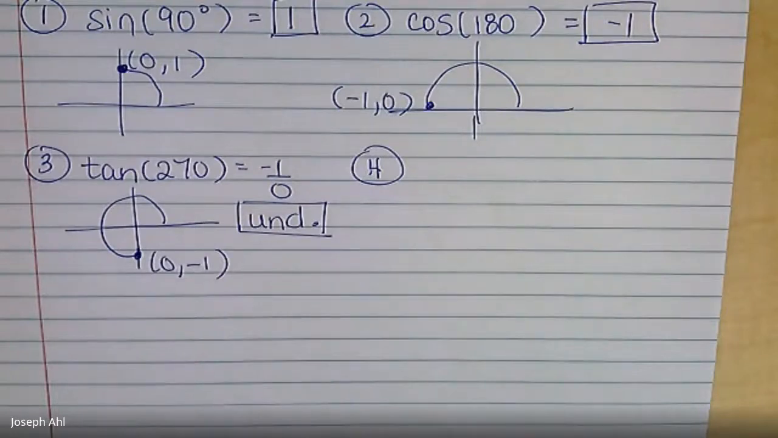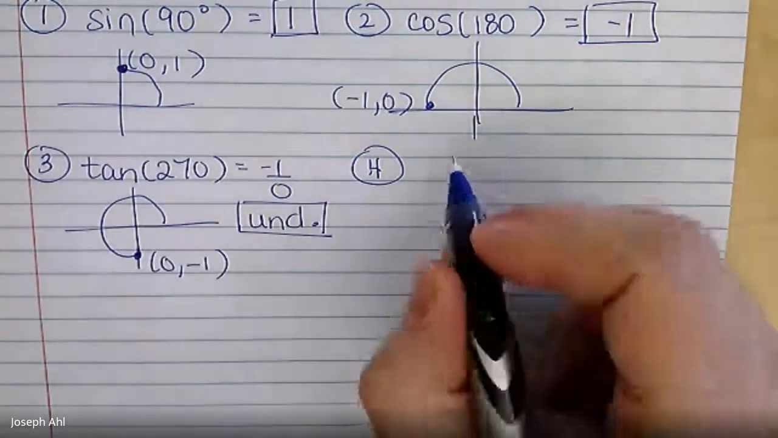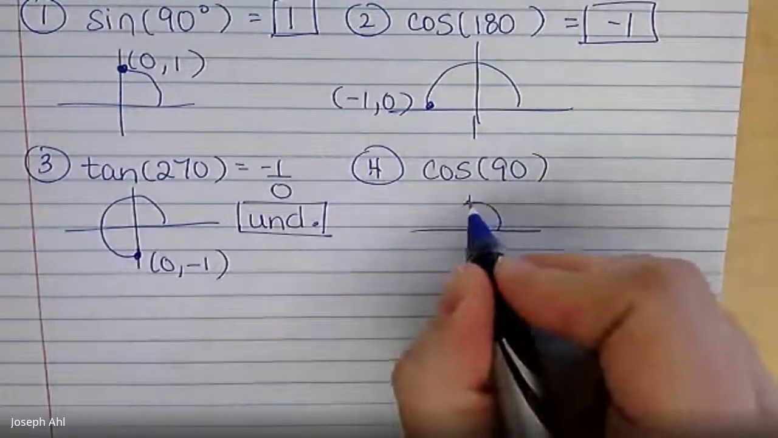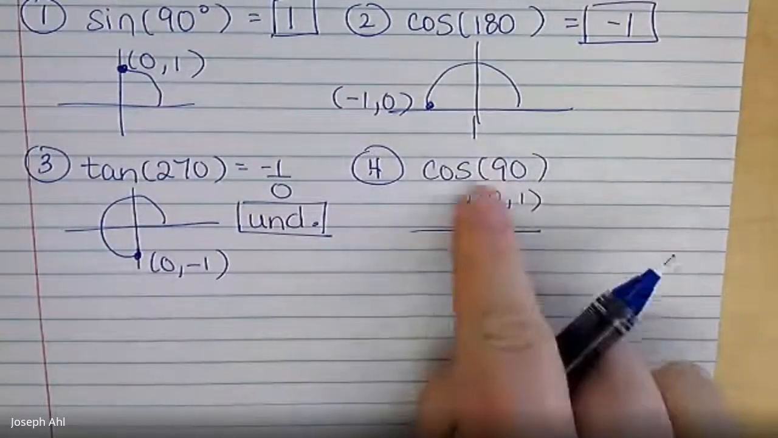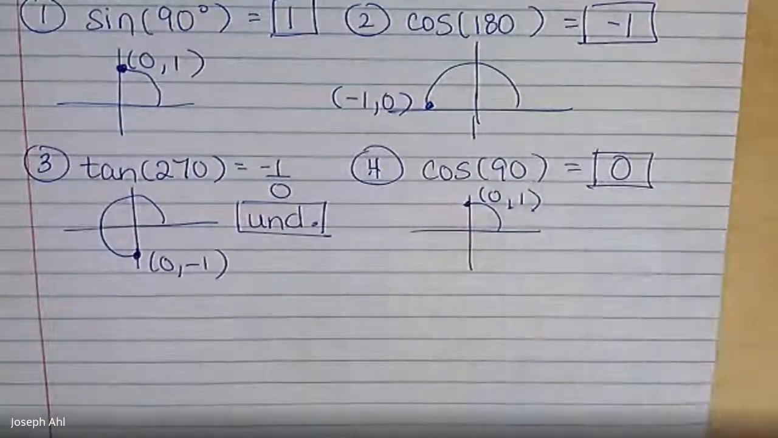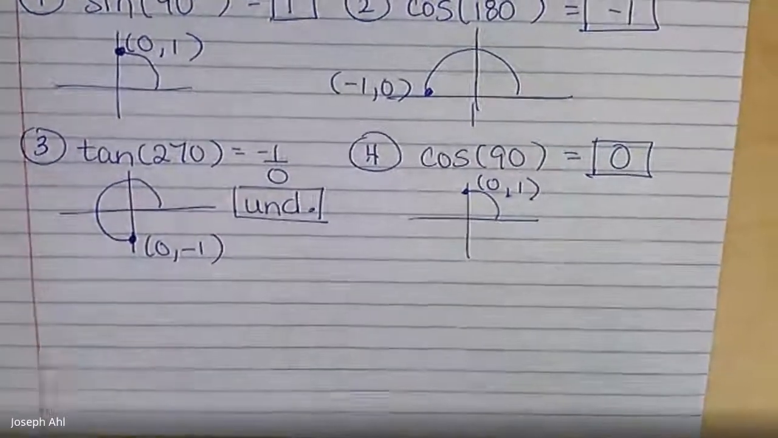Okay, let's just do a couple more. Cosine of 90. 90 is here again. That's the point 0, 1. Cosine's the x value there, so cosine of 90 is 0. By the way, the calculator can help you with this too. Double check it on the calculator, see if it makes sense.